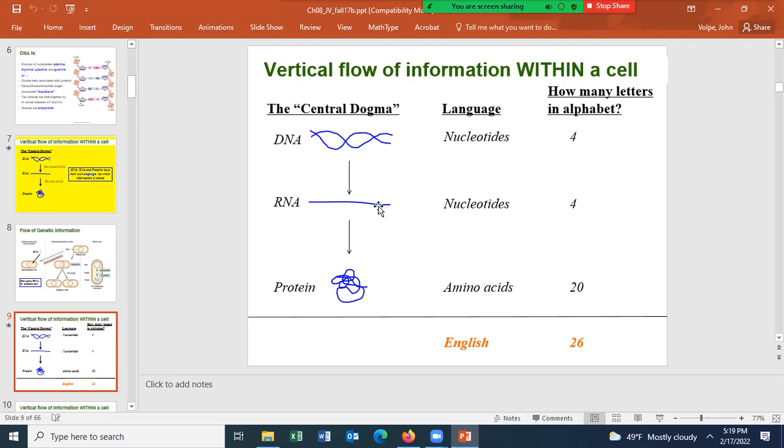The information then flows from RNA to protein, and the language is amino acids. And now there are 20 letters in the amino acids. And for comparison, the language of English has 26 letters in the alphabet. Any question about any of that?